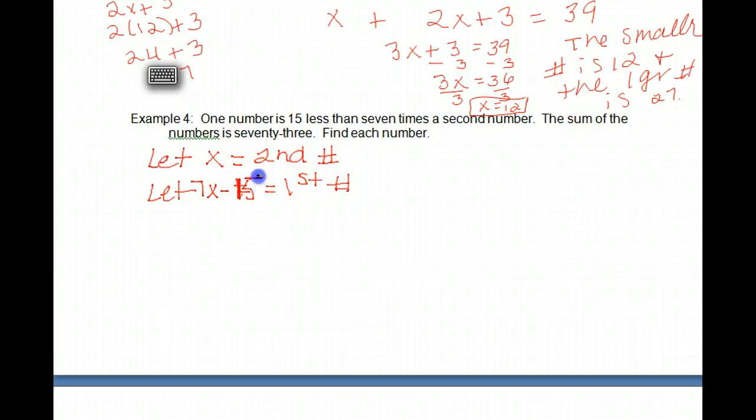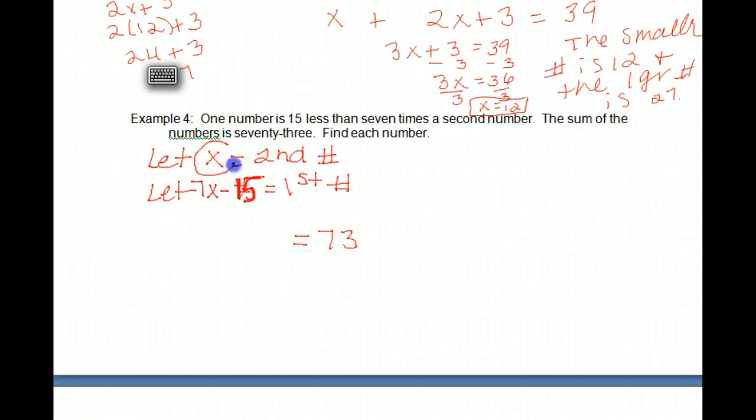So that's a 15 there. I had put my equal sign just a little too close. So 7x minus 15 will be the expression that we're going to use to represent our first number. The sum of the numbers is 73. When I add my two numbers together, it will equal 73.